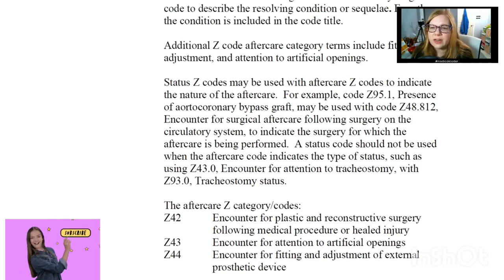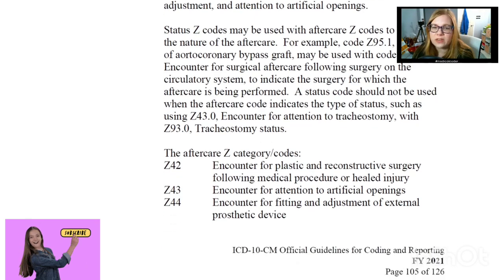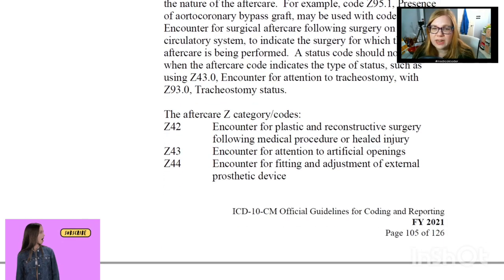So, for example, Z95.1 is presence of aortocoronary bypass graft, and that may be used with Z48.812, encounter for surgical aftercare following surgery on the circulatory system, to indicate the surgery for which the aftercare is being performed. A status code should not be used when the aftercare code indicates the type of status, such as Z43.0, encounter for attention to tracheostomy, with Z93.0 tracheostomy status.